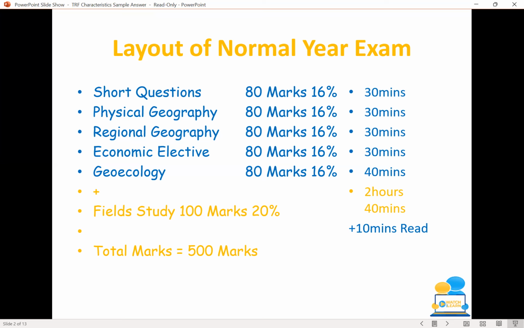That brings us then to a total of 500 marks for the Leaving Cert Geography paper, broken down as you can see it. And it's just helpful to know that before you go into the exam so that you know exactly how much each section is worth as you're attempting to do them.